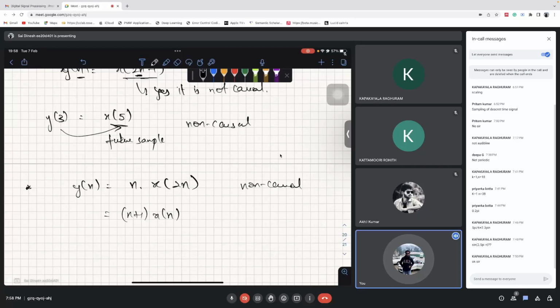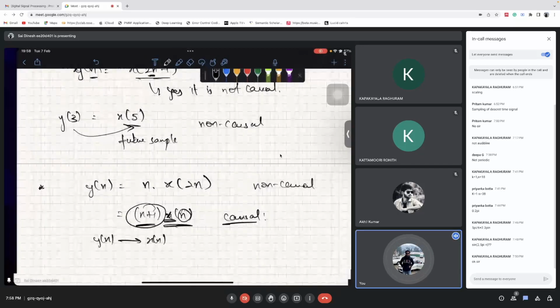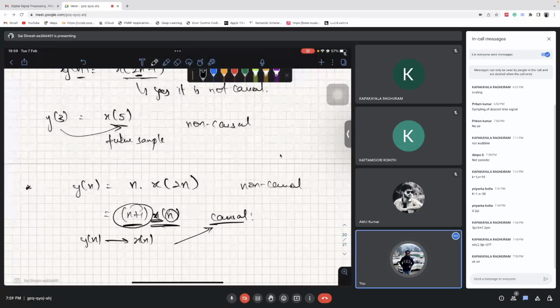N plus 1 times x of n, is it causal or non-causal? It is causal. But you might be wondering why, if it is n plus 1. We need to see only the inputs of x, not the coefficients. So y of n depends only on x of n. So it is causal, right?